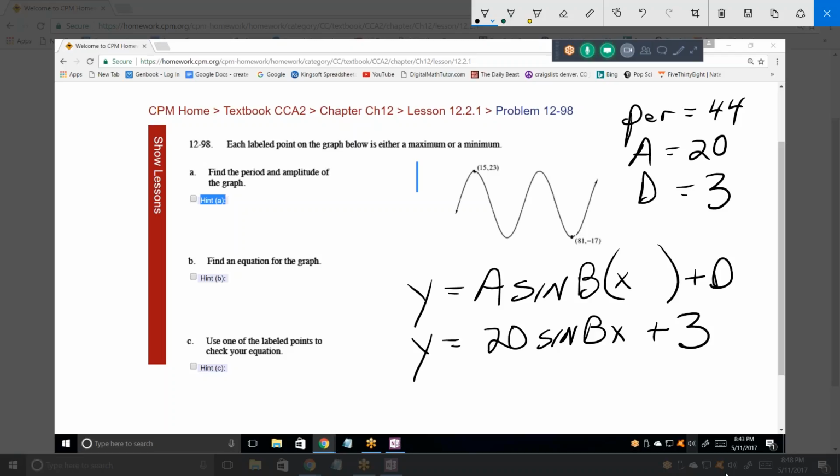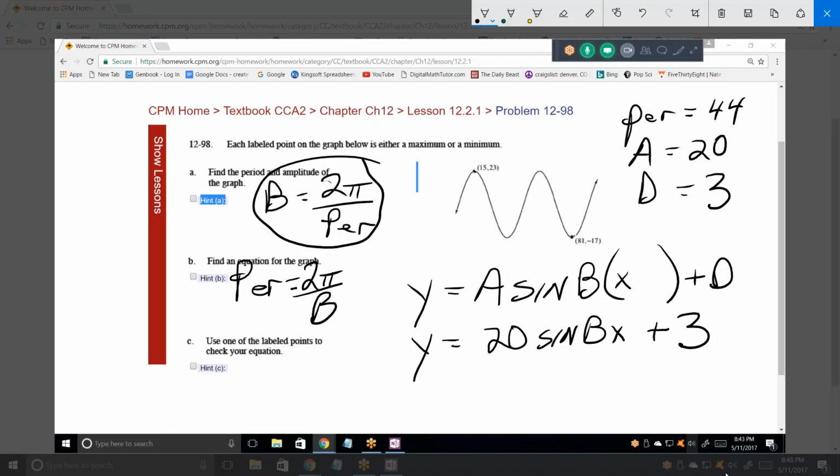What's B going to be equal to if my period is 44? What's the relationship between B and the period? B is 2 pi divided by the period, which also makes the period equal to 2 pi over B. But we're solving for B to come up with the equation. So what is my period? 2 pi divided by 44, which is pi over 22. So now my equation is 20 times the sine of pi over 22 times x, plus 3.